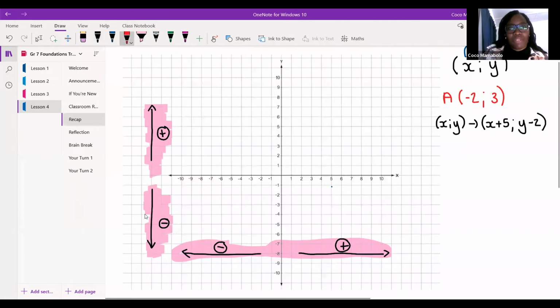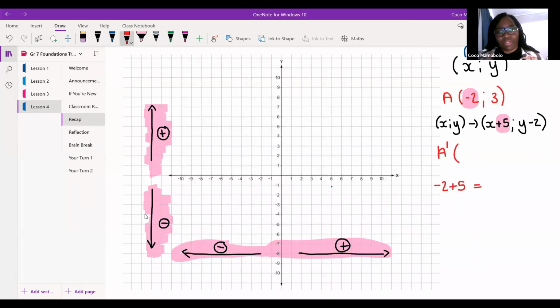So if I ask you guys to take the rule and give me A prime, what you're going to do is take your X coordinate, -2, and add 5. So I'm going to go -2 + 5. Guys, what's -2 + 5? Pop it in the chat for me. Remember your number line. What's -2 + 5?